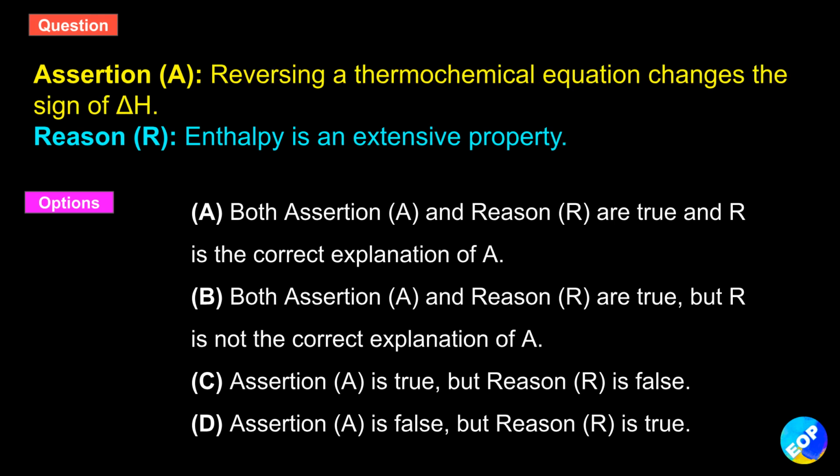Assertion A says reversing a thermochemical equation changes the sign of delta H. Reason R is because enthalpy is an extensive property. Answer is option B. Both A and R are true, but R is not the correct explanation of A.